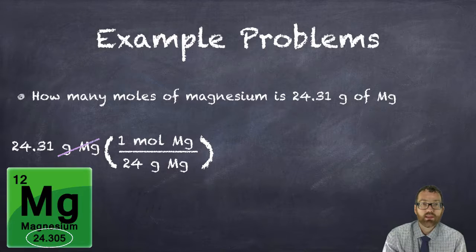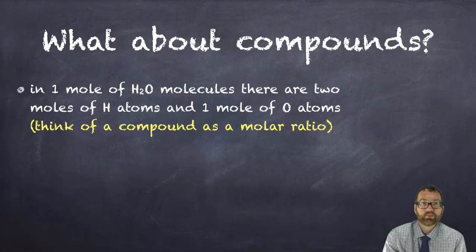So grams of magnesium and grams of magnesium will cancel and we'll be left with moles. So our problem is 24.31 divided by 24. It's going to be about 1.01 moles of magnesium.